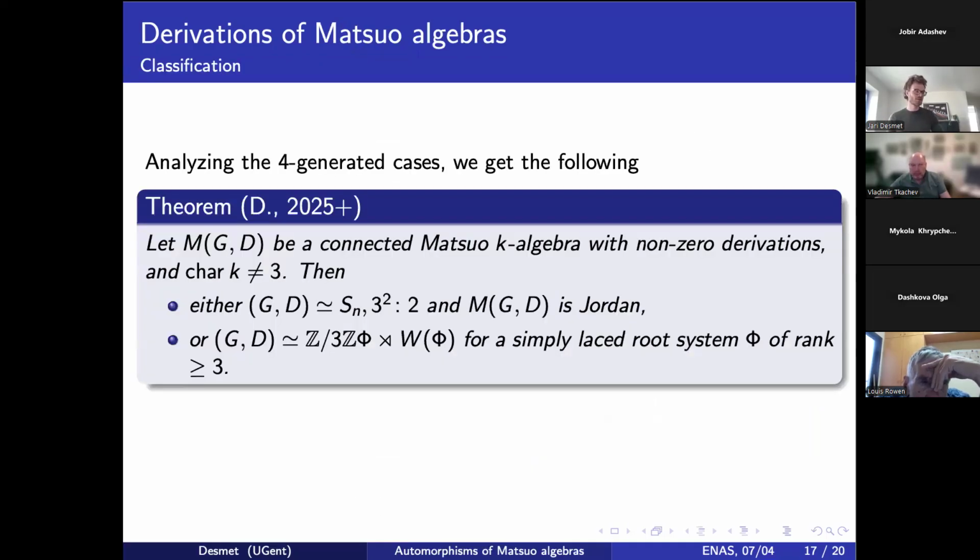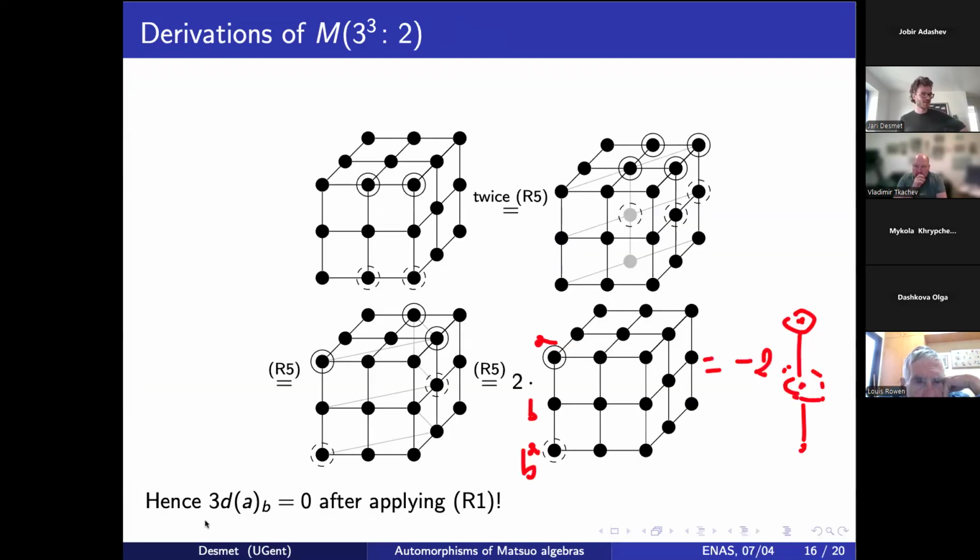And then it turns out that, of course, you have the Jordan examples, so Sn and 3 square colon 2. And you have actually an infinite family of exceptions where you take any simply laced root system of rank larger than 3, and you look at its action on the root lattice modulo 3. Where you also ask that the characteristic is not 3. The fact that you need to ask that the characteristic is not 3, you can see it here, the 3 occurs. If 3 is equal to 0, I have concluded nothing. That's unfortunate.